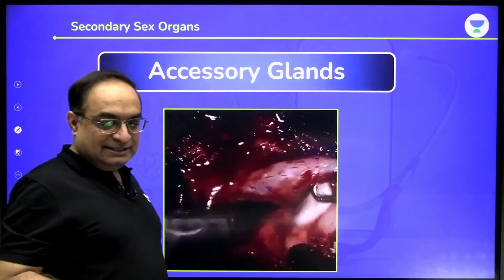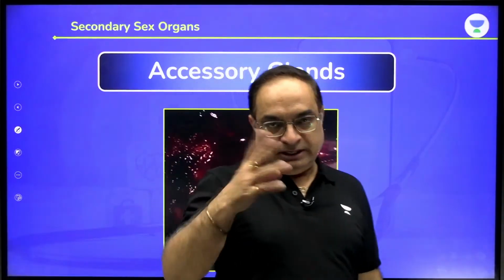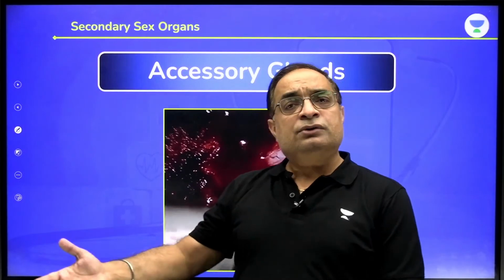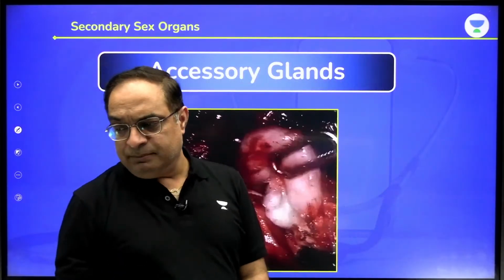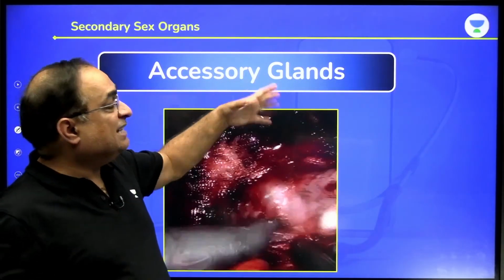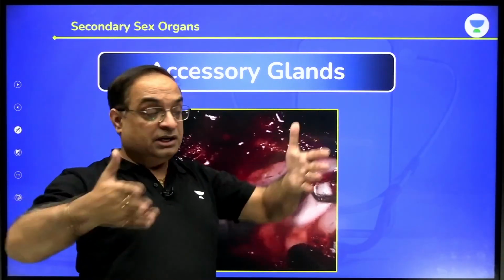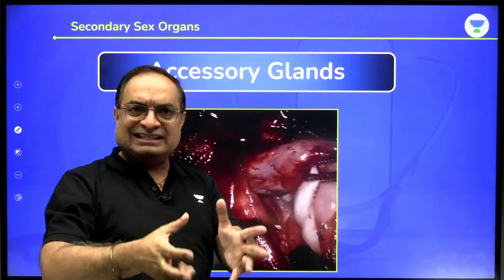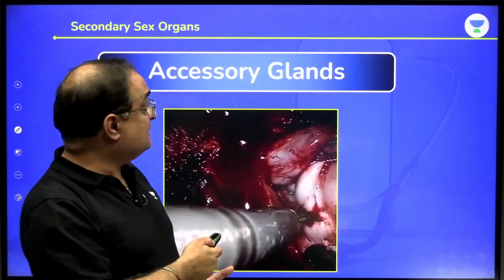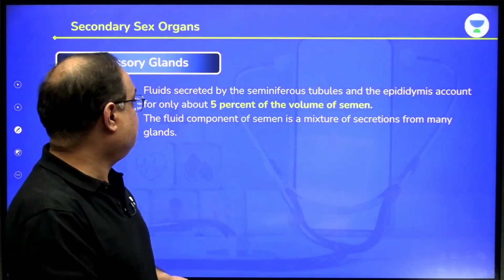So we have discussed about the ducts. है ना? We discussed about seminiferous tubules in the previous session. Today we discussed about the epididymis and the vas deferens. Male reproductive system has accessory glands also. There are seminal vesicles, prostate gland, Cowper's gland or the bulbourethral glands. Let's discuss about those accessory glands.